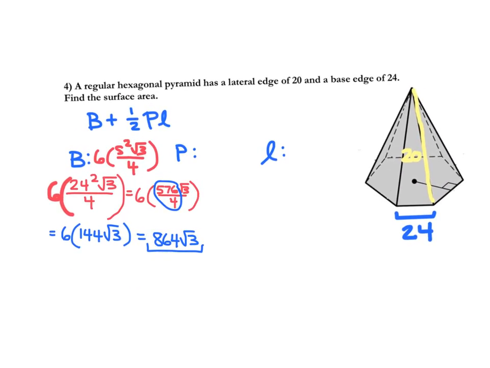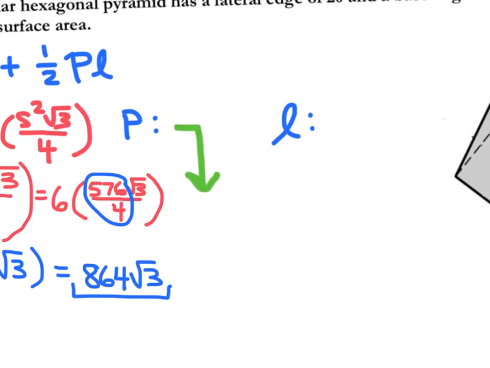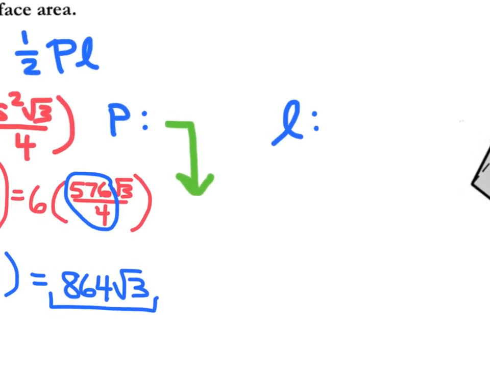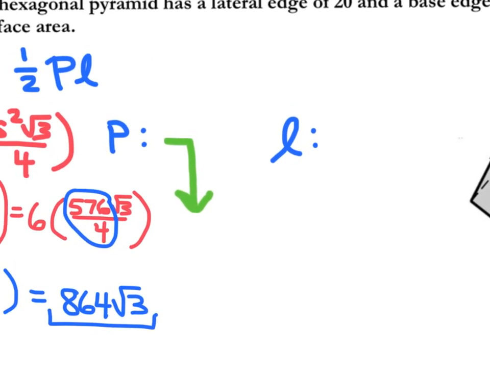Let's go to the perimeter next. Perimeter is a lot easier on a hexagon, guys. The perimeter is just the number of sides times the length. So there's 6 sides. Each side is 24 inches long. So we got 24 and we got times 6, which is going to be 144.